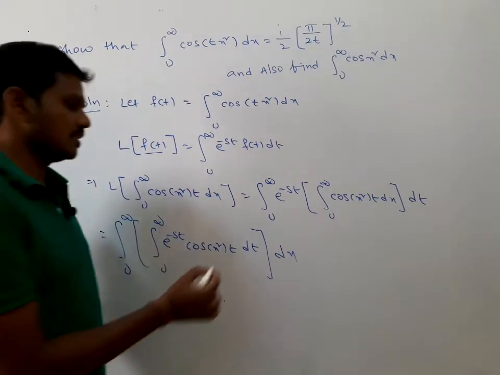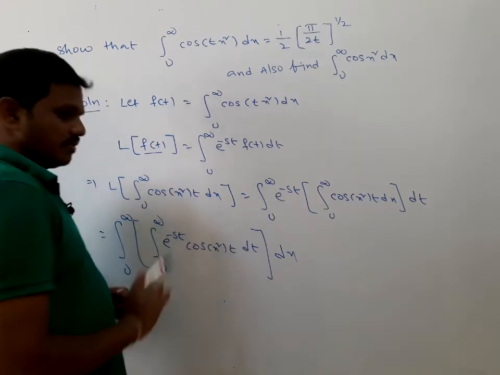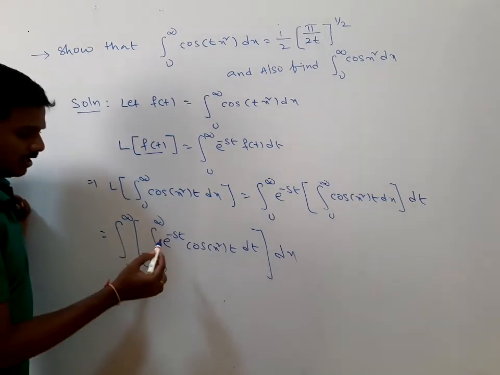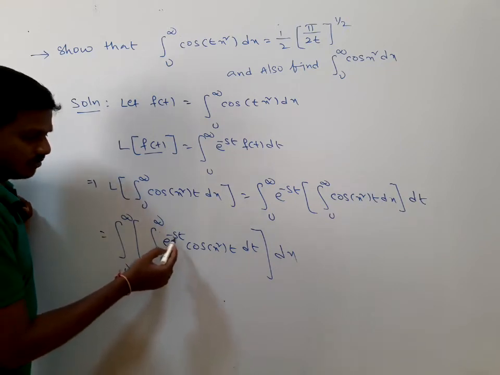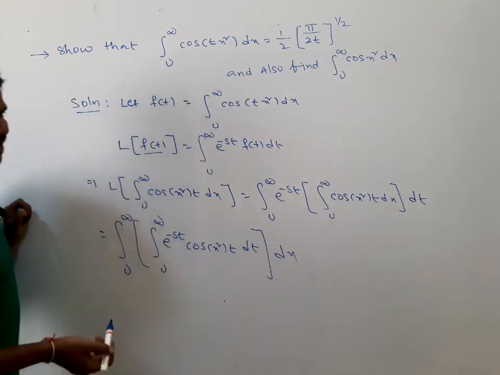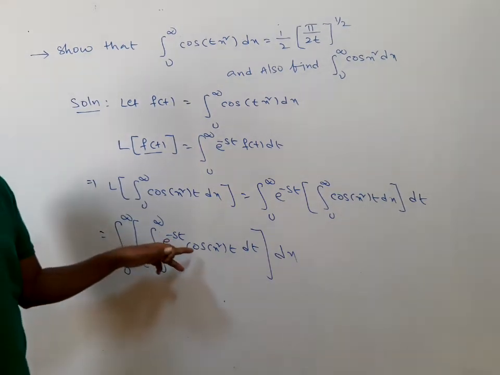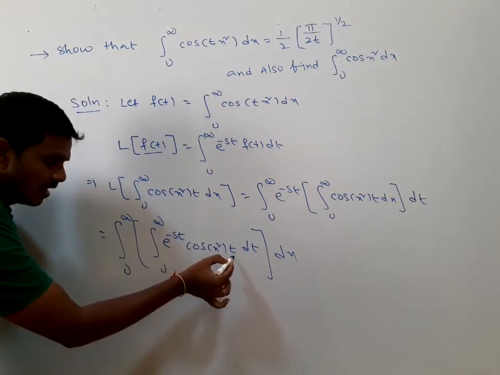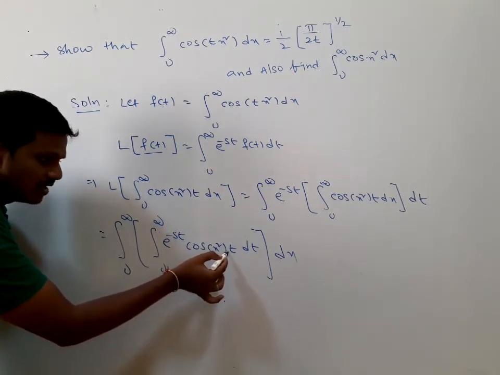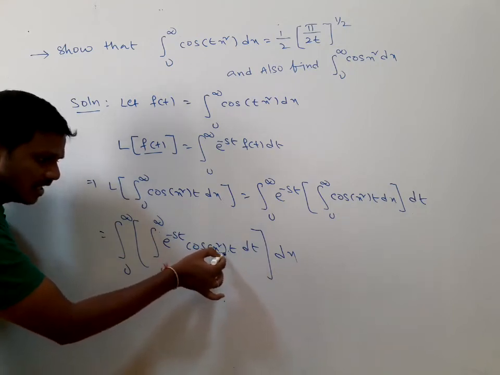Now I am going here, this is the integration with respect to x, this is the integration with respect to t, by changing the order of integration. Here it is clearly, what do you write? Here it is e to the power of minus st cos x square t dt. Here it is cos at. This is nothing but Laplace transform of cos at, with a replaced by x square, when we are integrating with respect to t, keeping x square as constant here.